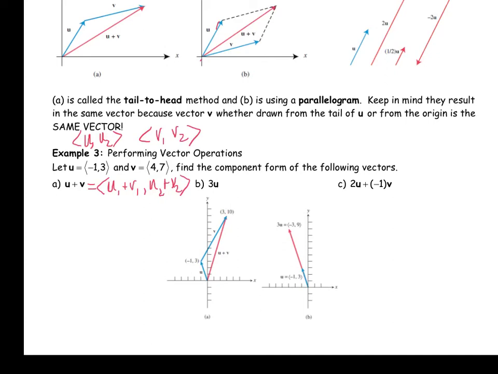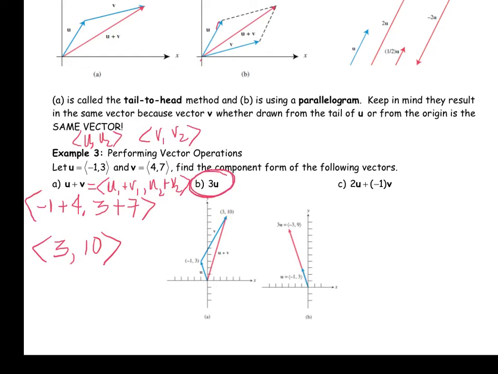But I'm going to add U1, which is -1, and add it to V1, which is 4. And then I'm going to have U2, which is 3, and I'm going to add it to V2, which is 7. Alright, so these together is 3, 10. So my resultant vector is 3, 10. That was pretty easy.